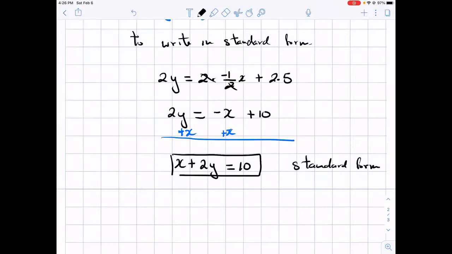So if you're asked to put the equation in standard form, you should be able to convert from slope-intercept form to standard form.